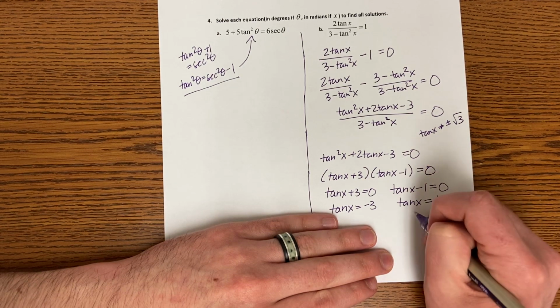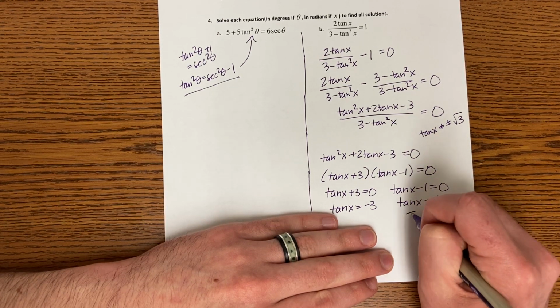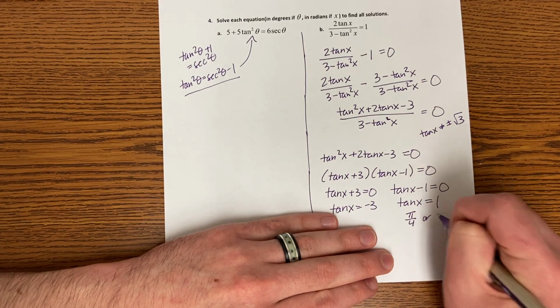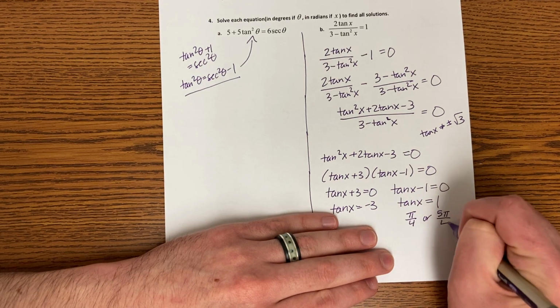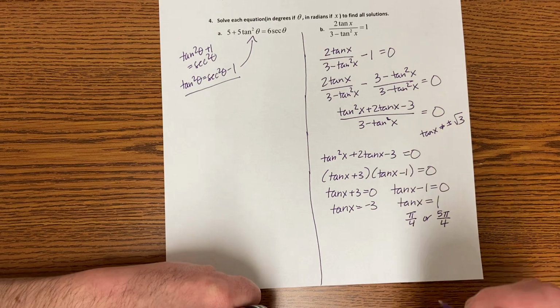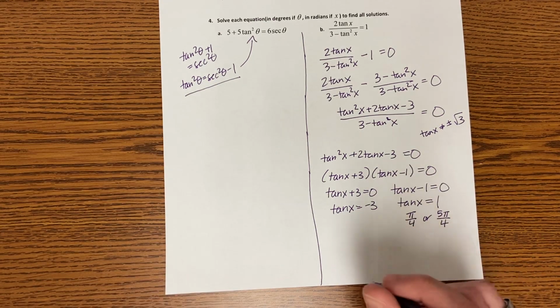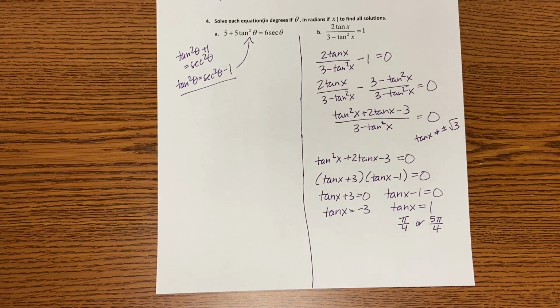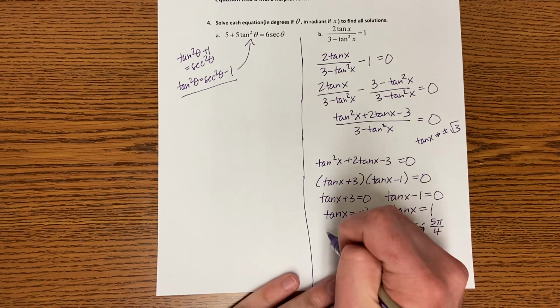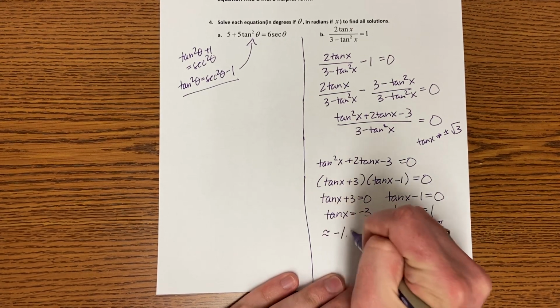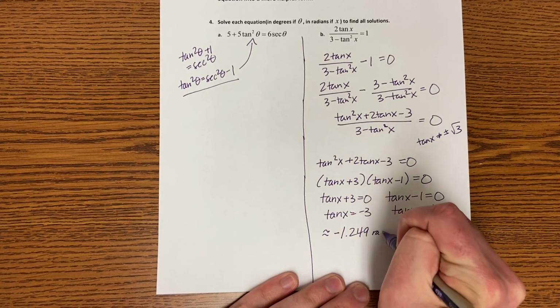When is tangent of x 1? Primarily, it's pi over 4 or 5 pi over 4, but it wants all solutions, so we're going to talk about this in a second. That's on one go around. Where's tangent x negative 3? There's no specific value where tangent of x is negative 3, so what we're going to do is on the calculator do the tangent inverse of negative 3. Make sure our mode is in radians. And so this is approximately negative 1.249 radians.